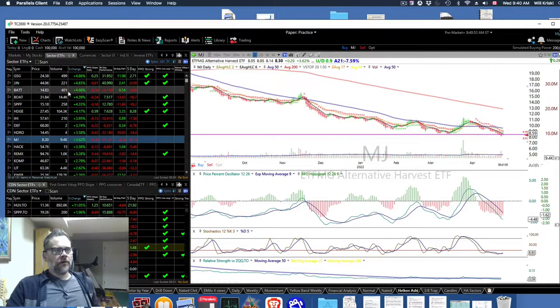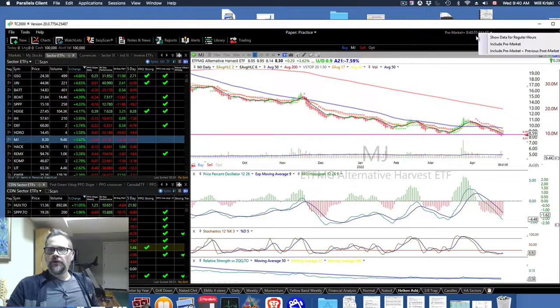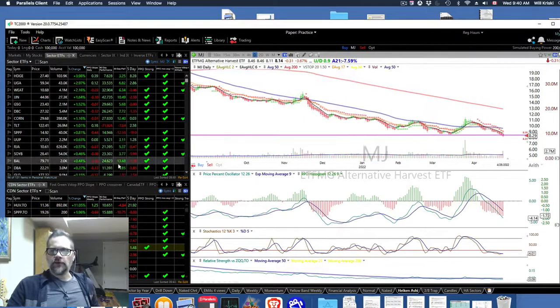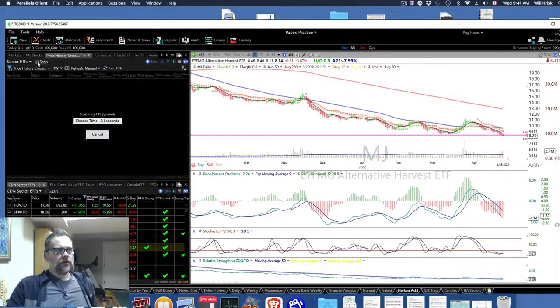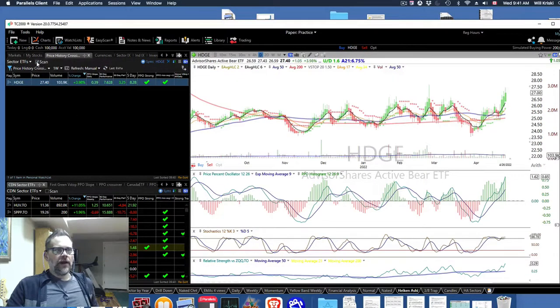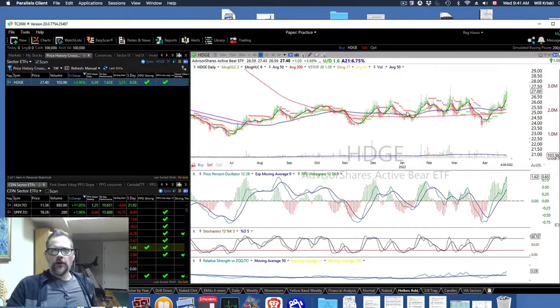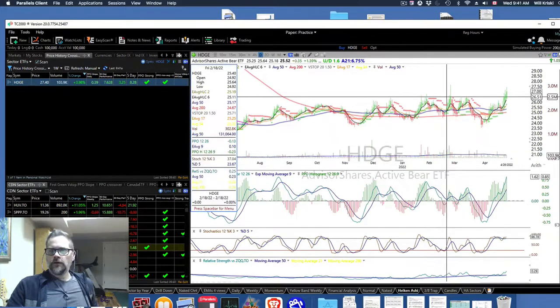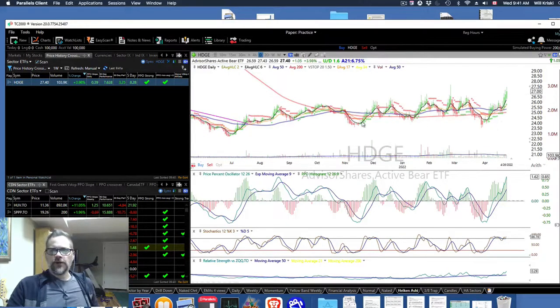So what I can do, if I turn off the pre-market just to see what happened as of last night, and you can put your scan on there, and you've got hedge, and that's broken up above a bunch of previous resistance points. It's an active bear fund, but even then it's pretty choppy.